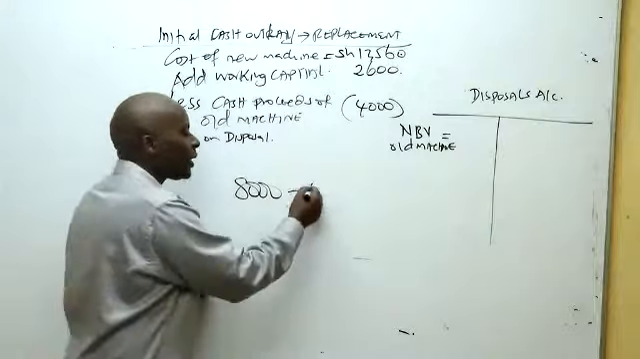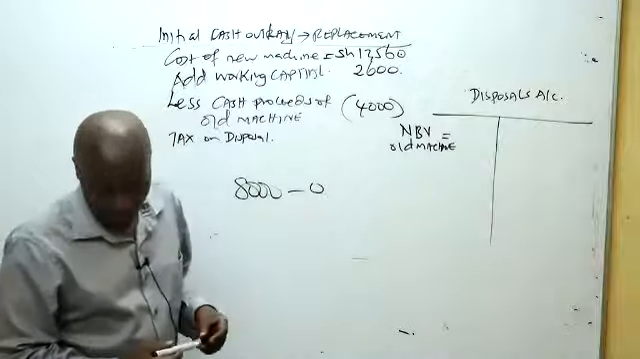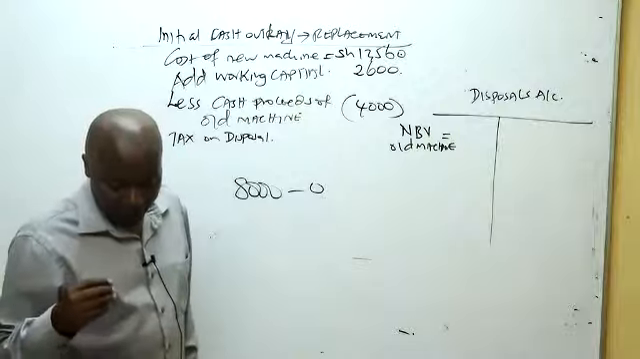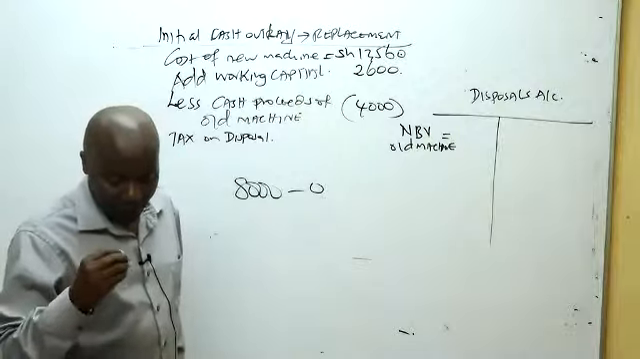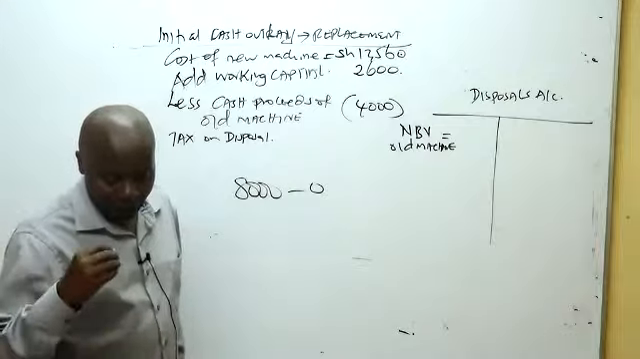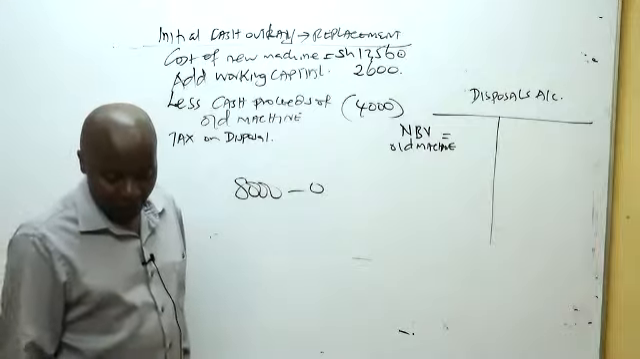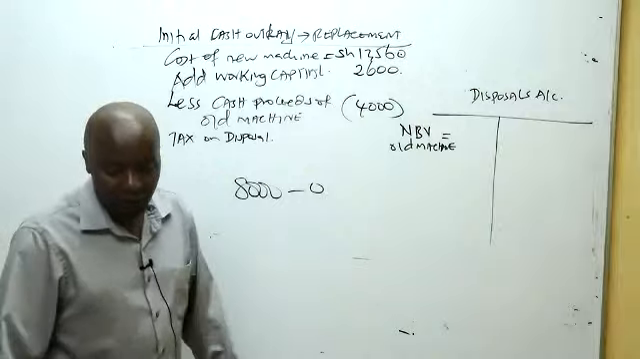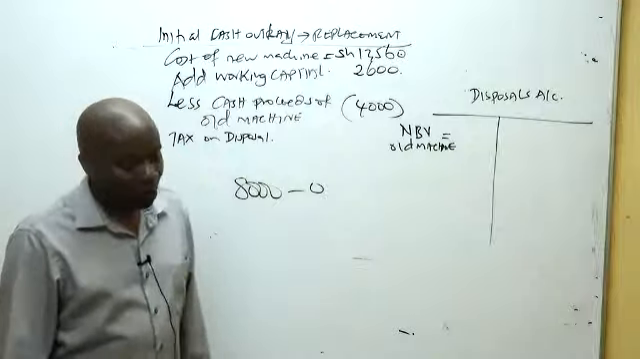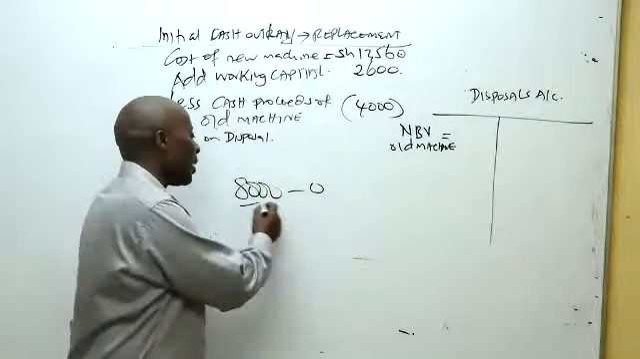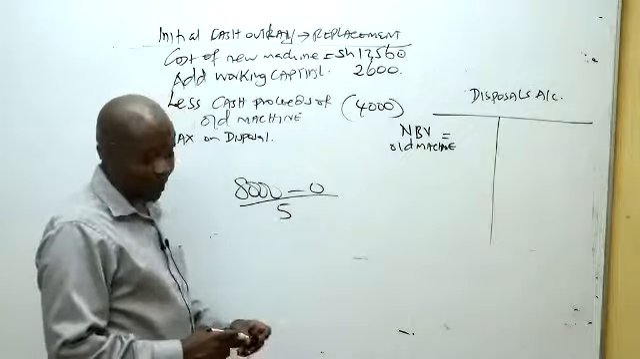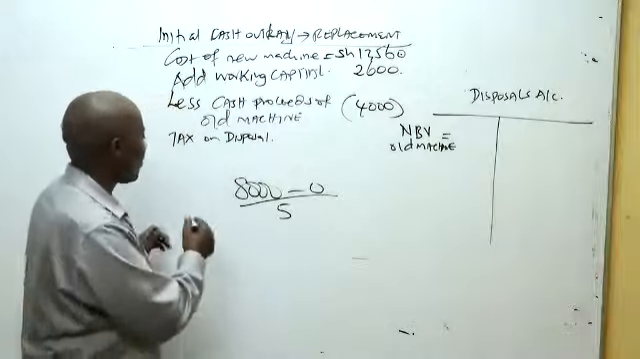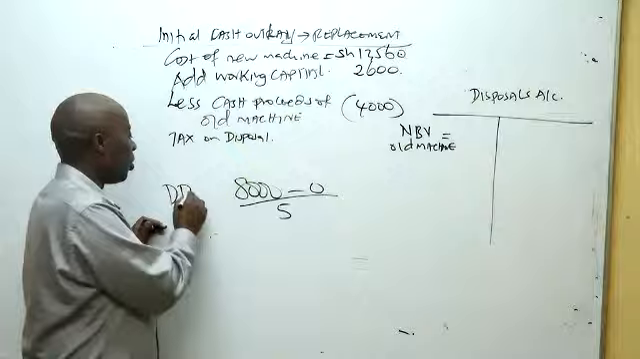We are told in this case the old machine does not have any scrap value. If you read that question very well, the third sentence of the first paragraph says the existing machine was estimated to have a useful life of 5 years ago with no salvage value. So it doesn't have any salvage value. So divided by 5 years. Could you kindly give me this figure? This is depreciation per annum.